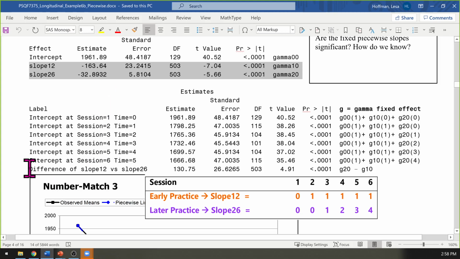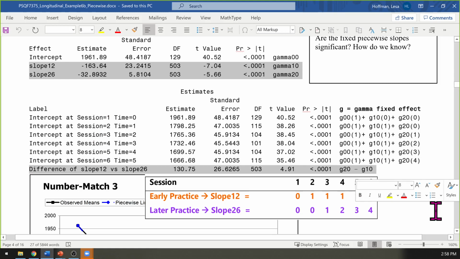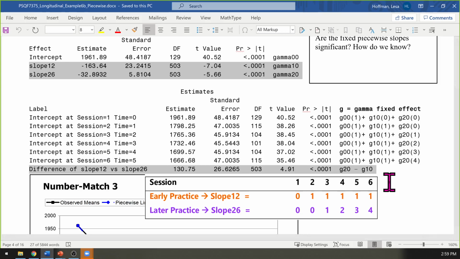Yeah, I asked the question down here. So our friend estimate statement to the rescue, a linear combination. So the difference of these two slopes is 130. More specifically, slope 2-6 is less negative. That's why the difference is positive, because of the way I coded this. And that difference being significant indicates that no, I shouldn't have 1 slope, I need 2. So these models are only going to give you 2 out of 3 things. You've got to find the third as a linear combination.